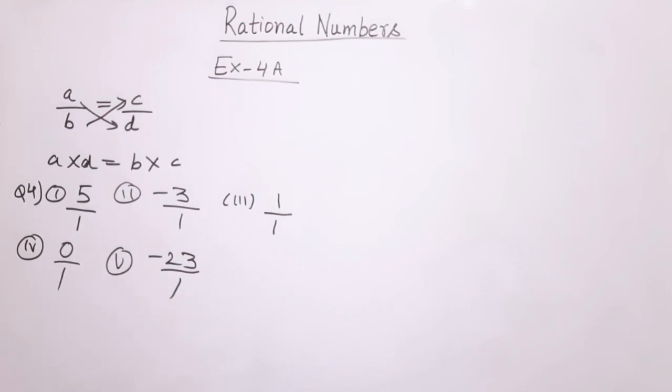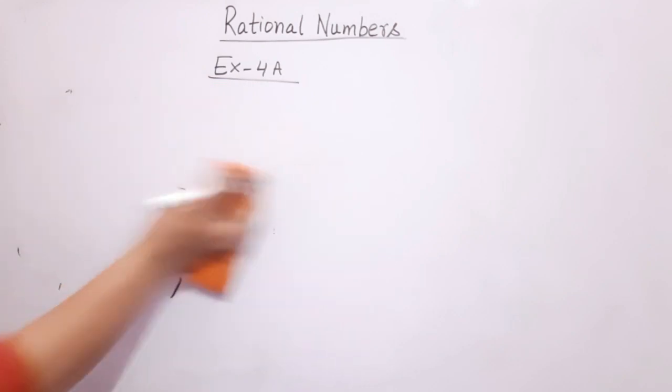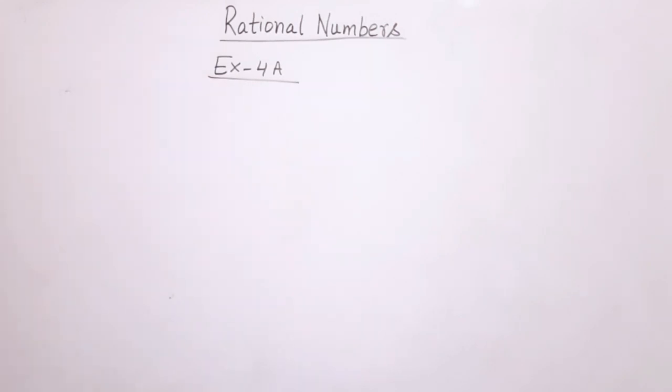Now I am going to explain question number 5. Please pay attention students, because once you understand the concept it is very easy to solve all the questions given in the exercise. आप इसको बहुत ही आसानी से solve कर सकते हैं. Question number 5 says: which of the following are positive rational numbers. Before beginning I want all of you to recall the definition of positive rational numbers.